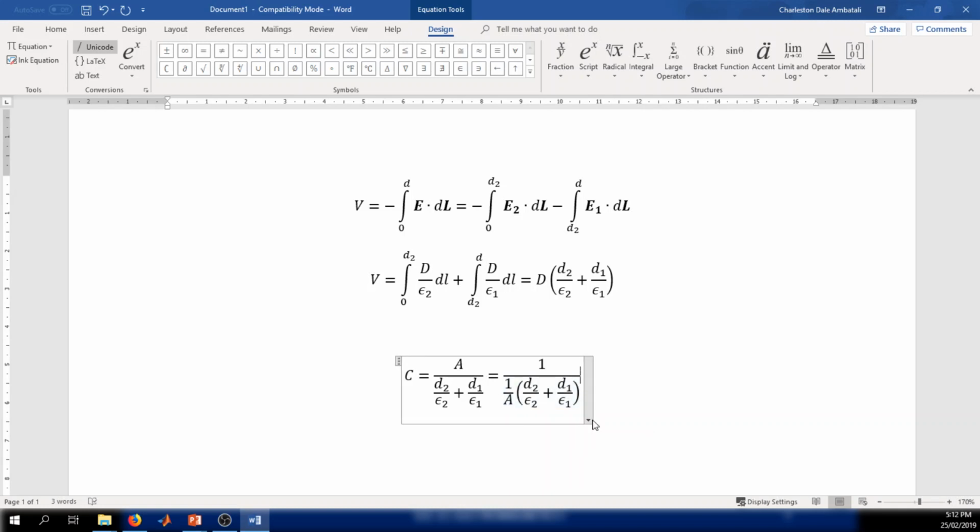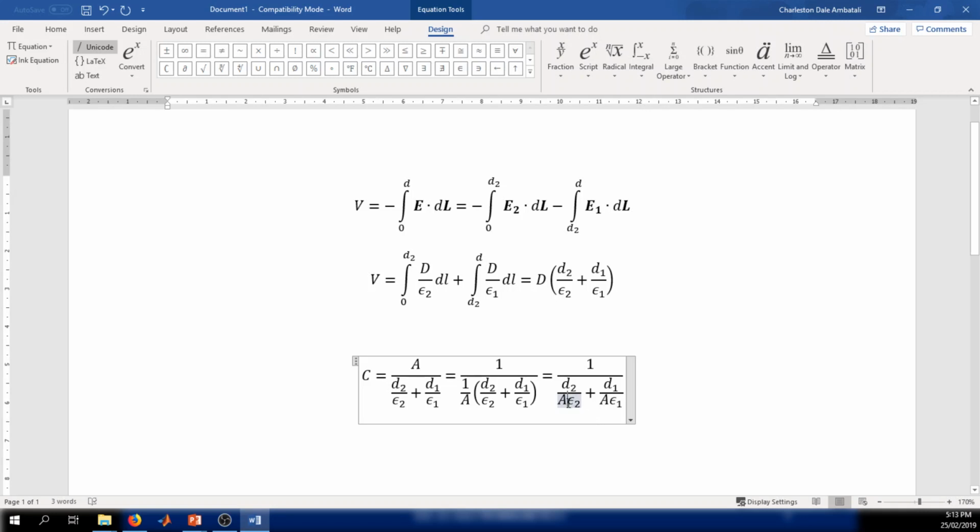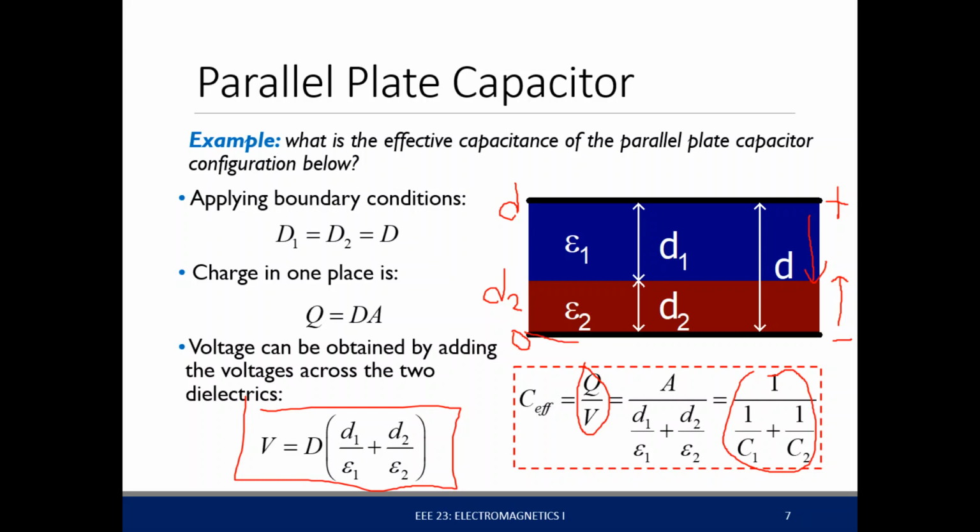Okay, so you distribute A on both sides. So there you have A here on the denominator, and you have A here on the denominator. Notice that this expression, epsilon A over D2, is actually equal to the capacitance when we have this plate here and an imaginary plate within the boundary.